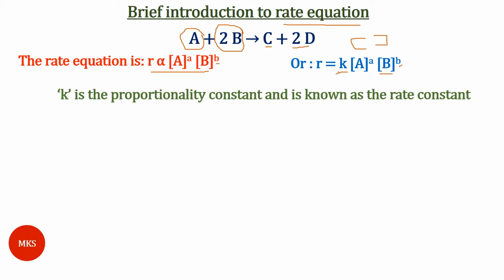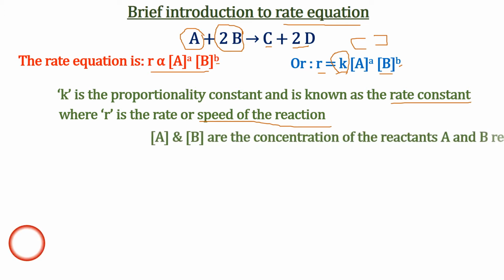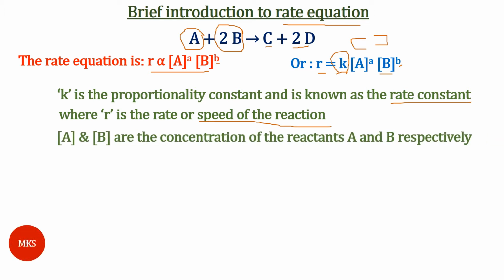Here the K is the proportionality constant and is known as the rate constant of the reaction. Here R is the rate of the reaction, or we can say it is the speed of the reaction. The concentrations of A and B are denoted in the square bracket. So square bracket A and square bracket B denote the concentration of the reactants A and B respectively.